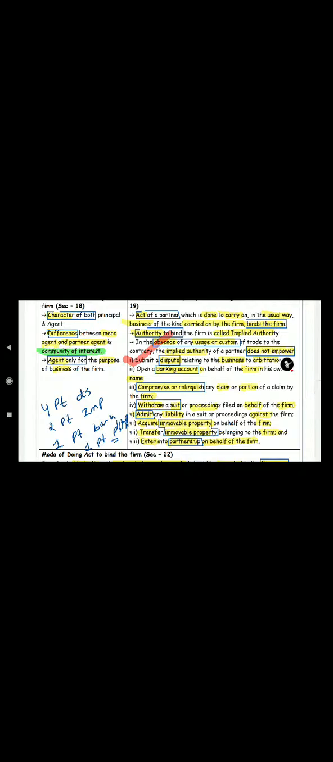Implied authority of partner as agent of the firm, section number 19. An act of a partner which is done to carry on in the usual way business of the kind carried on by the firm binds the firm. Authority to bind the firm is called implied authority. In the absence of any usage or custom of trade to the contrary, the implied authority of the partner does not empower him to submit a dispute relating to the business to arbitration, or open a banking account on behalf of the firm in his own name.